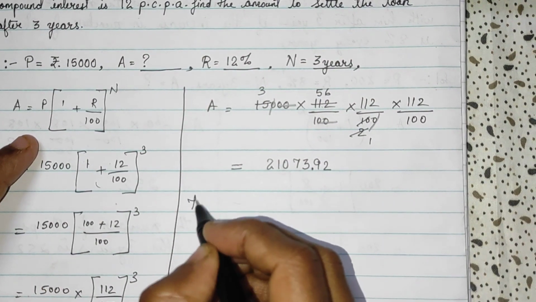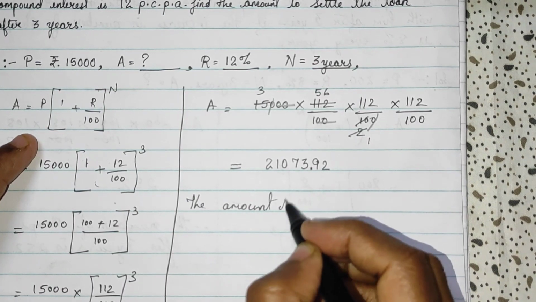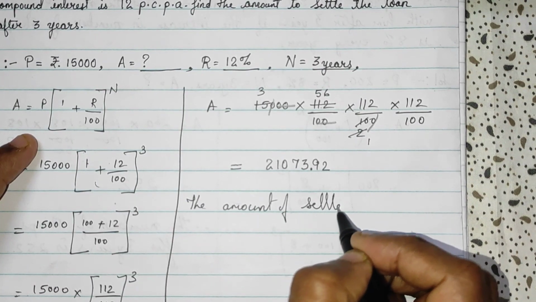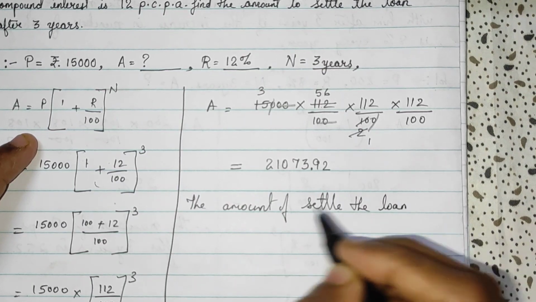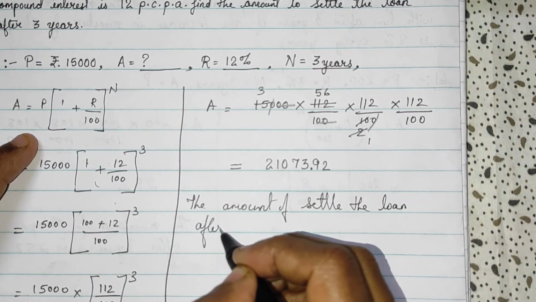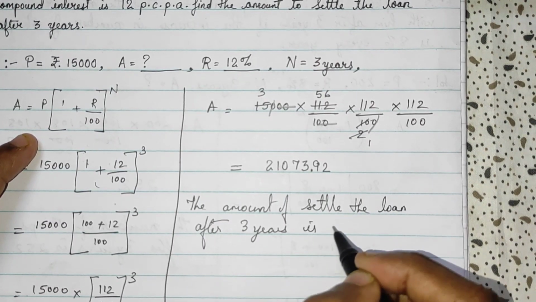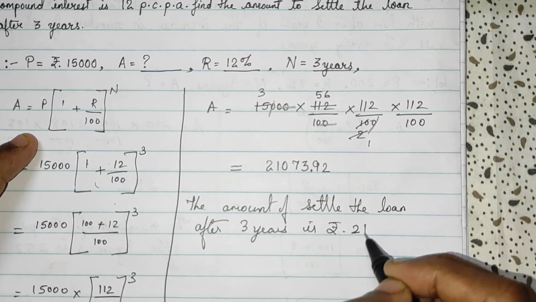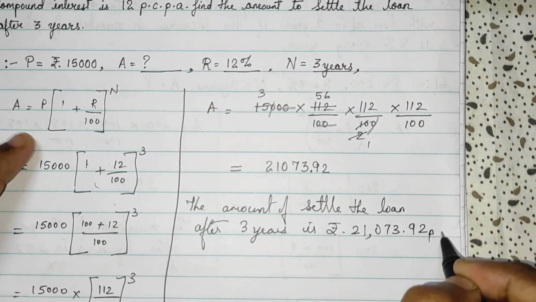So the amount to settle the loan after 3 years is rupees 21,073.92 paise.